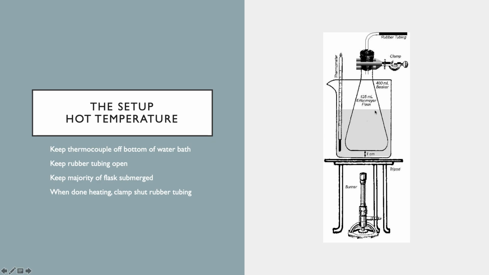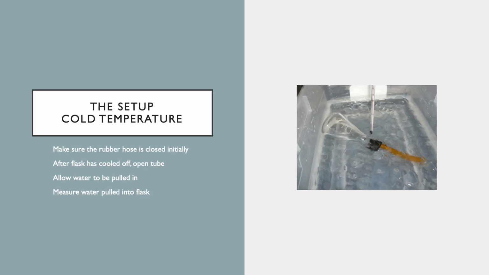And then what you're going to do, when you're done heating and this flask has been heated at that boiling water bath temperature for like 4 or 5 minutes, is take it off of the heat and immediately clamp shut that hose. Clamp the hose shut, and then you're going to take that flask and put it in an ice bath. When you put it in the ice bath initially, try to make sure the hose is actually still closed.